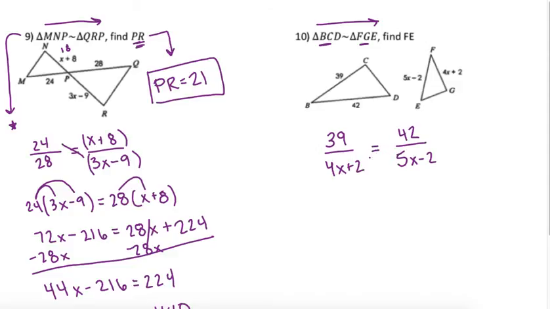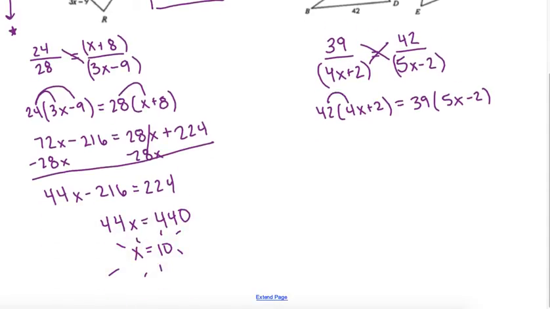And then I'm going to cross multiply, putting in parentheses my two parts that have more than one. So I have 42 times 4x plus 2, and I have 39 times 5x minus 2. Now I'm going to distribute and solve. 42 times 4 is 168x plus 84 when I distribute it, equals 39 times 5 as I distribute this 39 in. So 195x minus 39 times 2, 78.